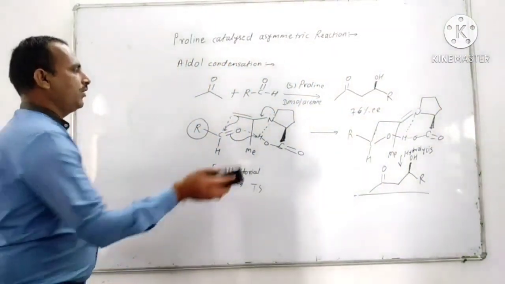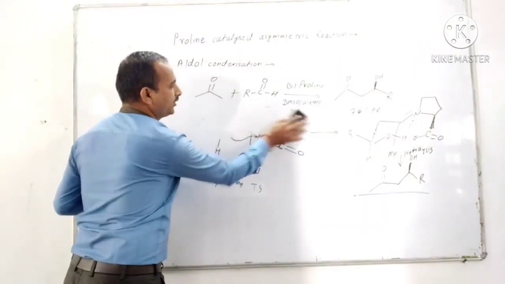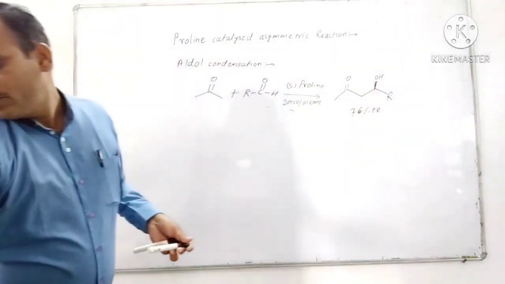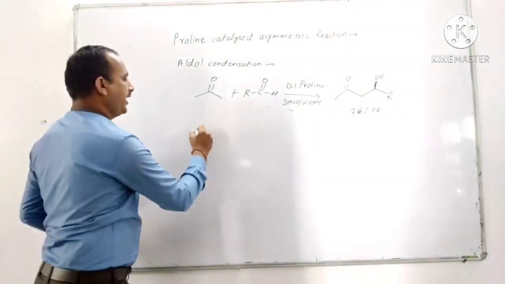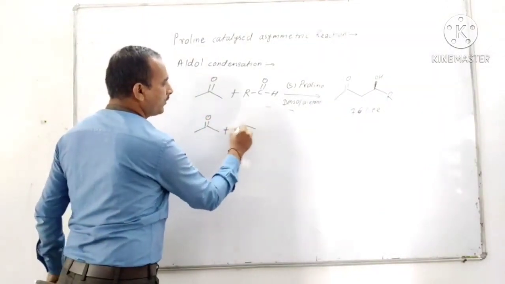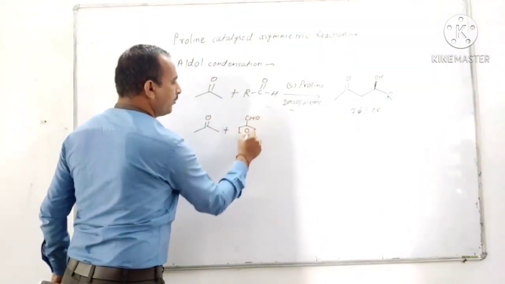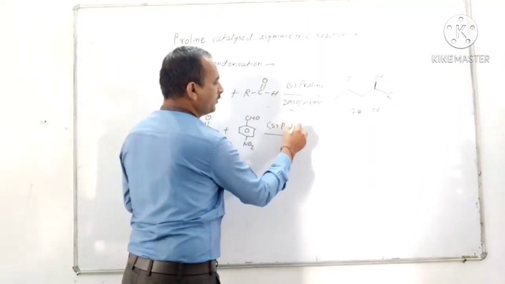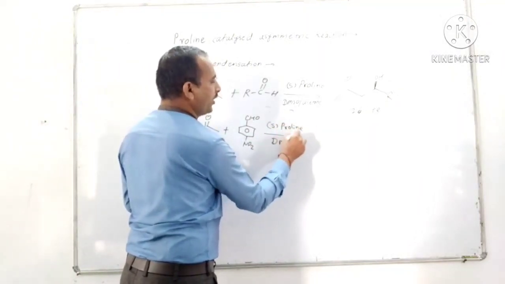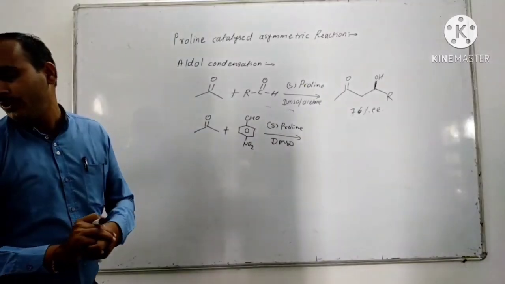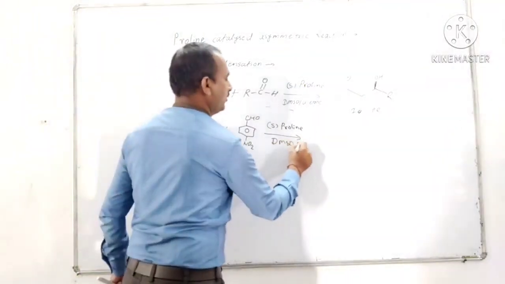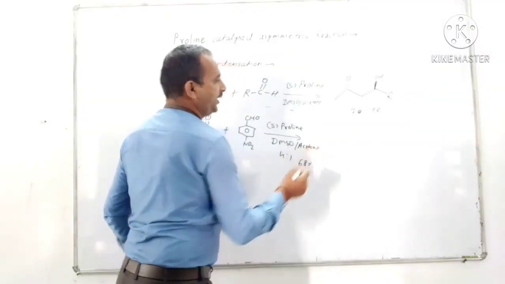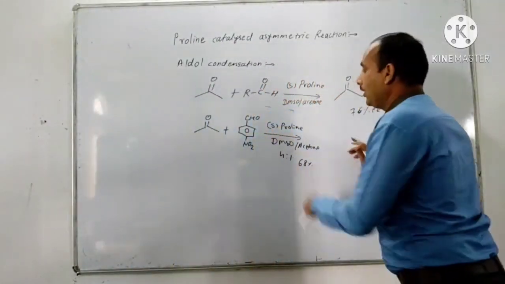Now let's see another type of example where the R group is different. Para nitrobenzaldehyde and acetone, in the presence of again S-proline and DMSO and acetone as solvent in the proportion of again 4:1. 68% yield is obtained with 96% EE. So let's see the transition state.